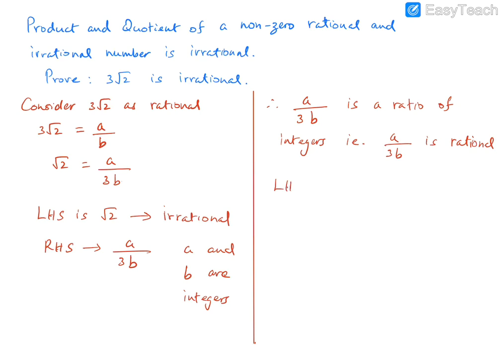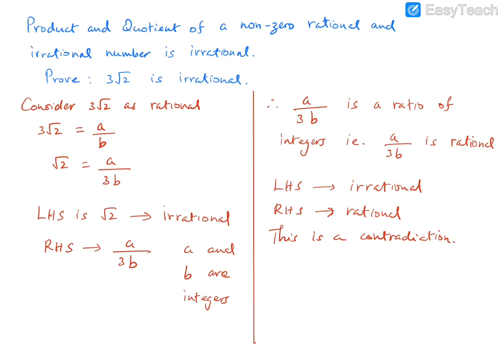And that implies that a by 3b is rational. So we have LHS irrational and RHS is rational, and we have LHS equal to RHS. So this is a contradiction. How can an irrational number on the left hand side and a rational number on the right hand side be equal to each other? So this is a contradiction.